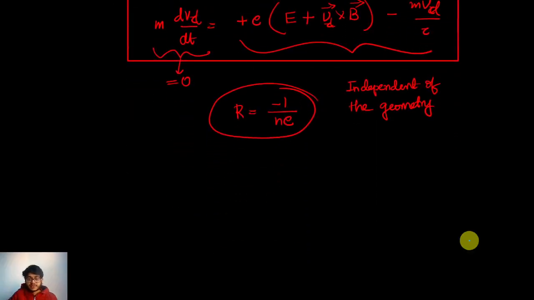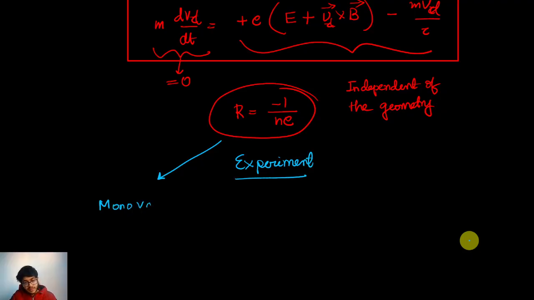So there are two cases here. Now we will see that this is what the Drude model predicts, but what about the reality? What about the experiment? In experiment, we see that monovalent atoms like sodium or potassium, or which are nearly monovalent, can be very good. They agree.